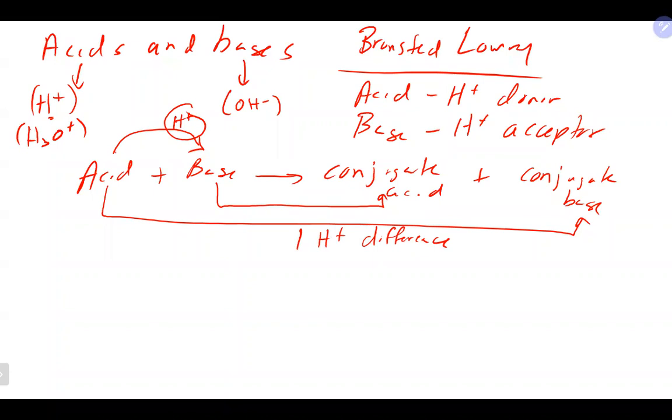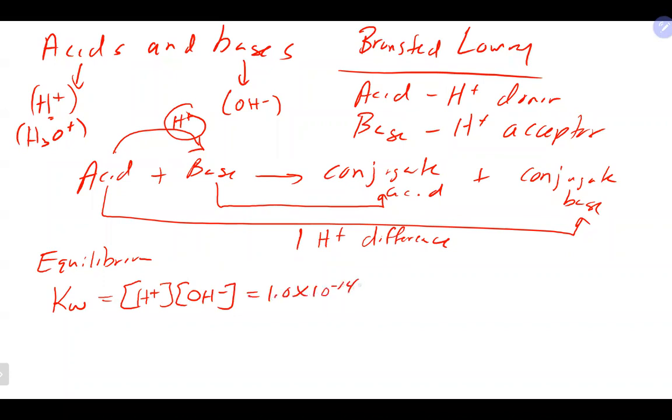We saw a relationship when water reacts, for example, with itself, it creates an equilibrium. And we could have an equilibrium constant, which is known as Kw. It's the ionization constant for water. That is the concentration of H plus times OH minus equals 1 times 10 to the minus 14. Again, here you could swap out H3O plus for that as well.